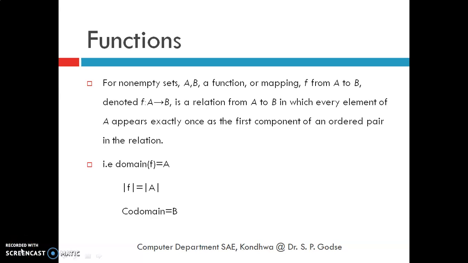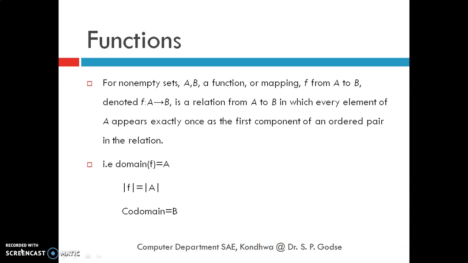After relation we will see what is meant by function. So function is also a relation, but it is a special type of relation which satisfies some property. If you consider non-empty sets A, B, a function or mapping f from A to B, denoted f: A → B, is a relation from A to B in which every element of A appears exactly once as the first component of an ordered pair in the relation.